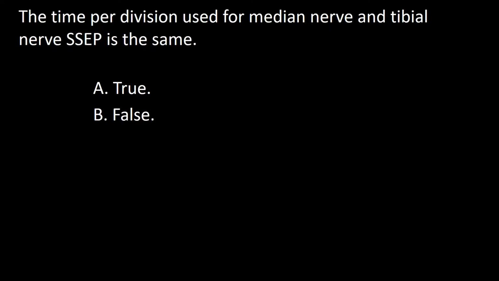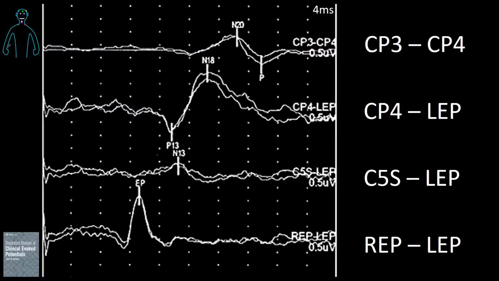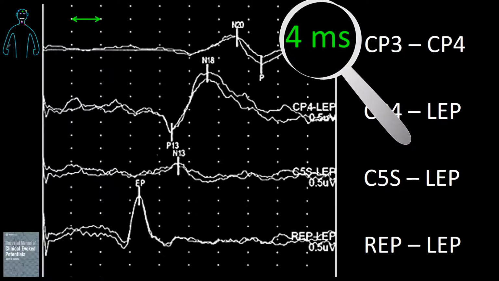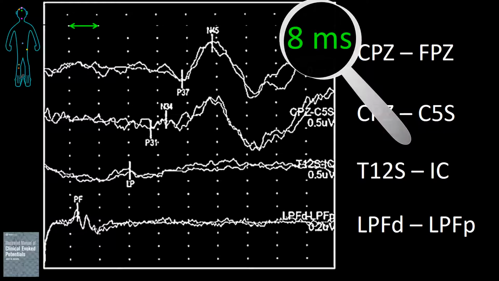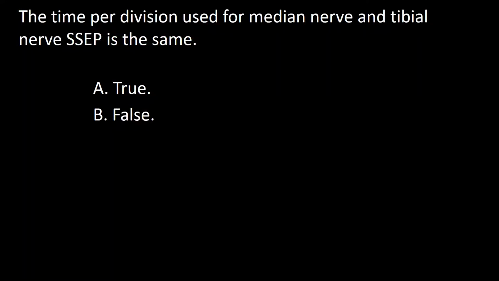Next question. The time per division used for median nerve and tibial nerve somatosensory evoked potential is the same. A true, B false. This is a median nerve somatosensory evoked potential. Each division is 4 milliseconds. And since there are 10 divisions, the analysis time is 40 milliseconds. This is a posterior tibial nerve somatosensory evoked potential. The green arrow indicates a division. In this case, each division is 8 milliseconds. So the analysis time for this study is 80 milliseconds. So the answer to this question is B.